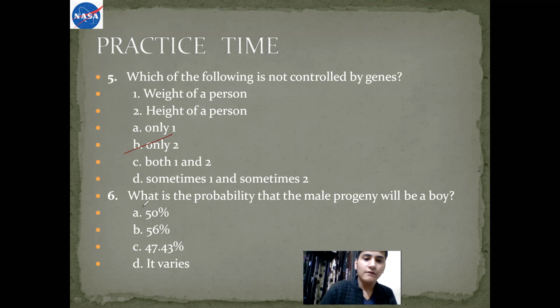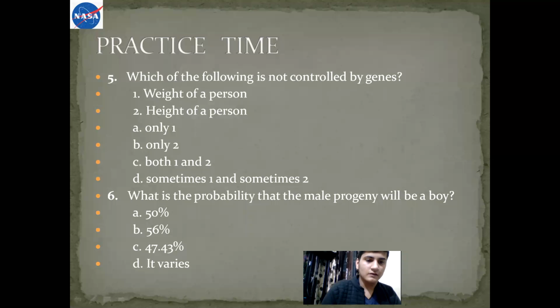Now, what is the possibility that the male progeny will be a boy? What is the answer, class? You know that male and female have the same progeny, that is 50-50%. So the male progeny will be 50%. Okay, the answer will be 50%. Now moving to our next slide.